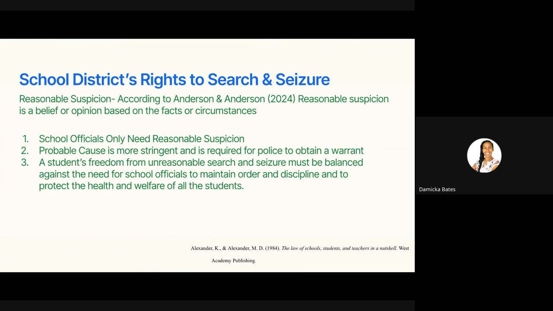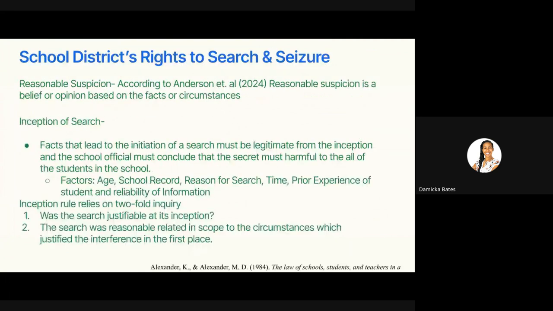Probable cause is more stringent and is required for police, and a student's freedom from unreasonable search and seizure must be balanced against the need for officials to maintain order and discipline and to protect the health and welfare of all students. There's also a concept under reasonable suspicion that we consider, and it's called inception of search.